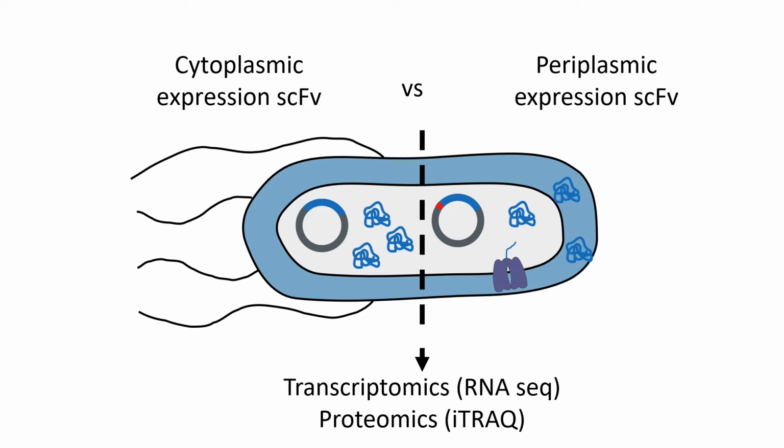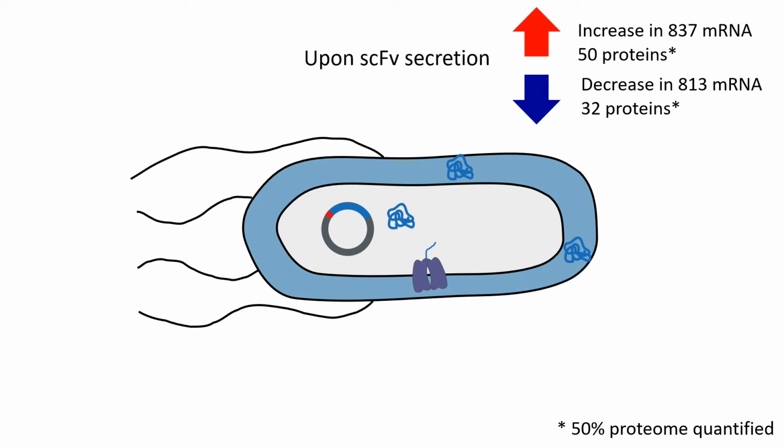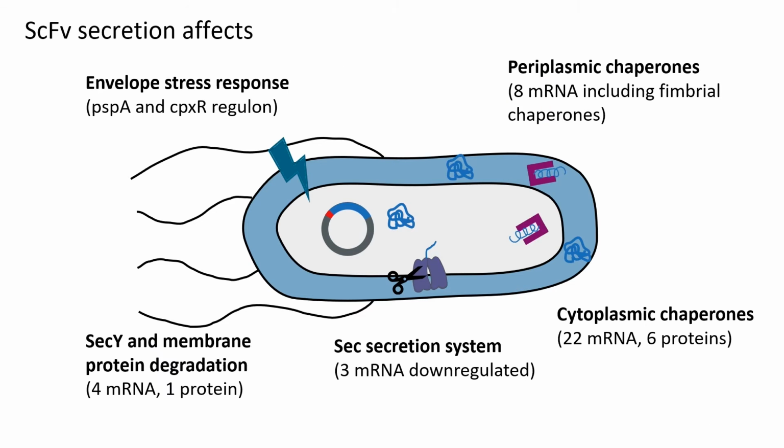And I'm doing this using transcriptomics and proteomics to compare E. coli expressing a model therapeutic protein, an scFv antibody fragment in the cytoplasm, to E. coli that secretes this protein to the periplasm as we've added a signal peptide. And we hope to use this data to then engineer strains to improve protein secretion. So secretion of our model protein had a significant effect on both gene and protein expression.